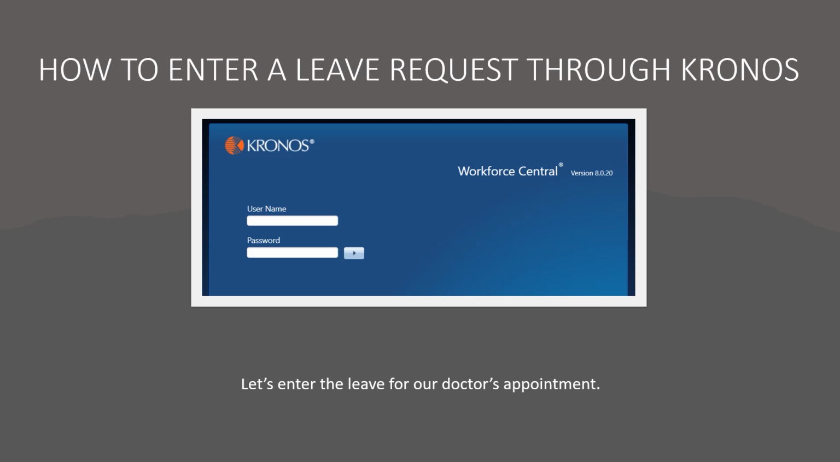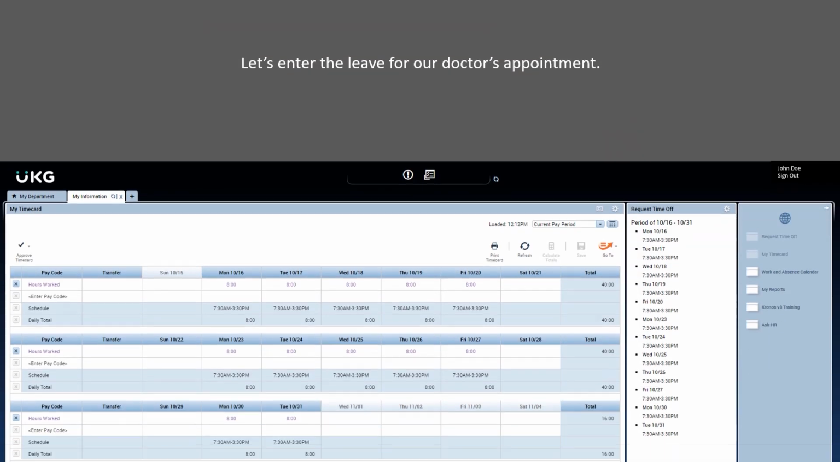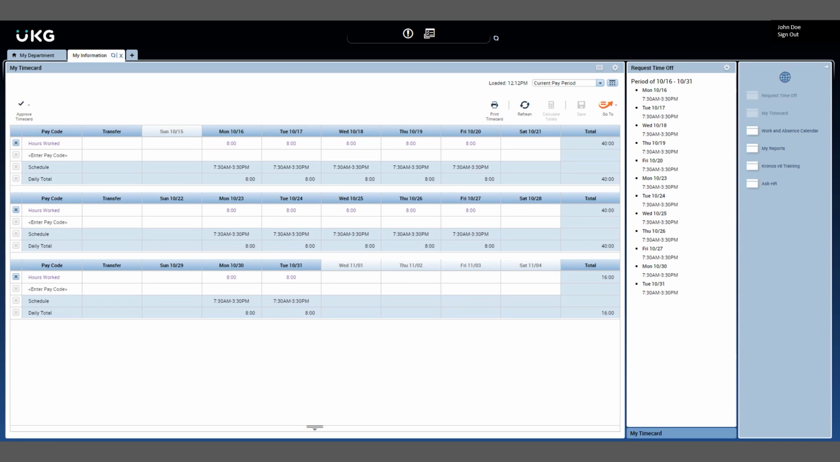Let's start by logging in. Use your Clemson employee credentials to log into the system. Enter your username and password, then click the arrow button to continue. Now your screen should look like this. A calendar of the current pay period will appear with pre-populated time worked for each day.